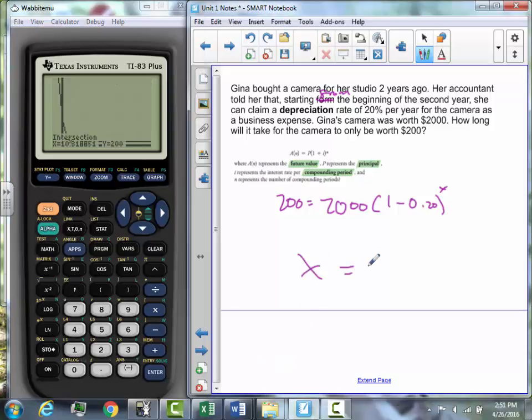Hopefully you get what I get here, which is 10.3, it looks like. I think it's a 3. Okay, that's what I have too. 10.31. So that means in 10.3 years, your camera will have started at $2,000 and it'll have lost its value down to $200. I actually just kept the same window size as last time because it was good enough for me to get a picture of.